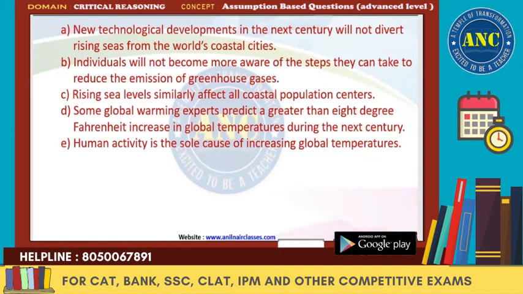First, new technological developments in the next century will not divert rising seas from the world's coastal cities. Now, if new technological developments in the next century allow people to divert rising seas from the world's cities or population centers, then these cities will not be destroyed and millions of people will not be displaced. That's why a necessary assumption is that these technologies will not be developed.